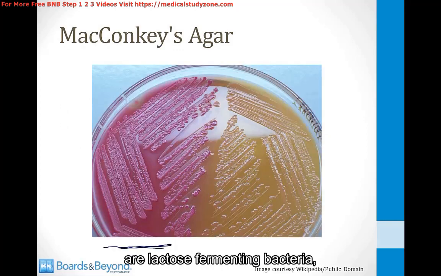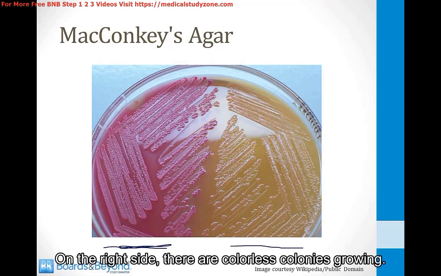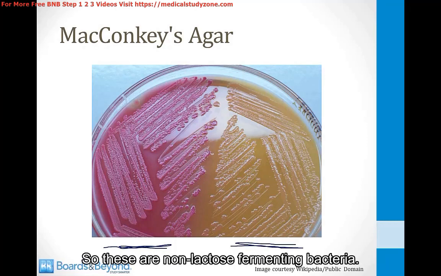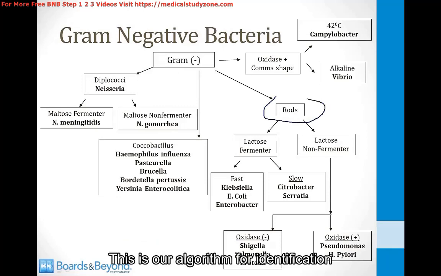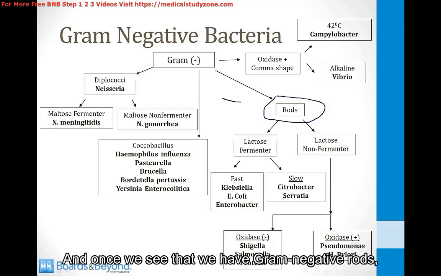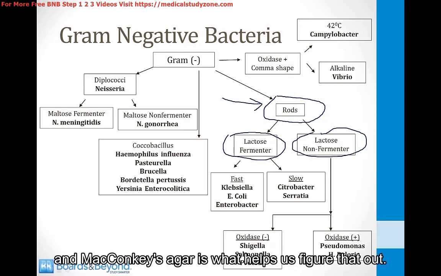On the left side of the screen are lactose fermenting bacteria, and you can see that the agar has been turned pink. On the right side, there are colorless colonies growing, so these are non-lactose fermenting bacteria. So MacConkey's agar is used frequently for identifying gram-negative rods. This is our algorithm for identification of gram-negative bacteria. And once we see that we have gram-negative rods, the next thing we want to know is whether they are lactose fermenters or lactose non-fermenters, and MacConkey's agar is what helps us figure that out.